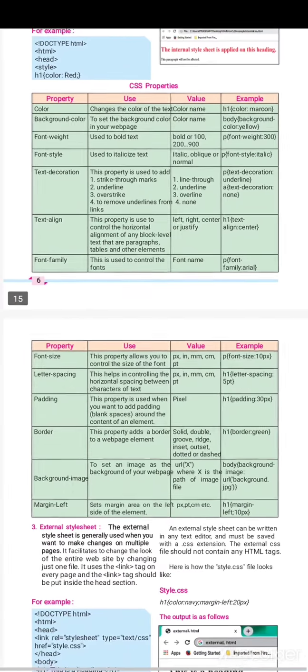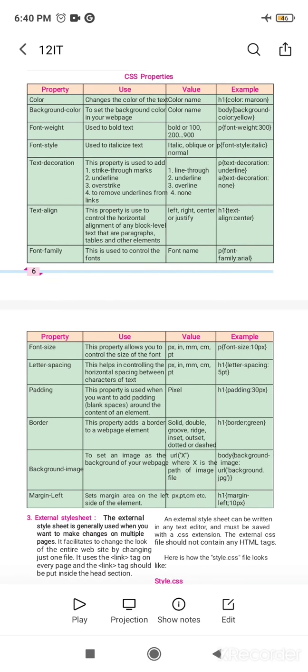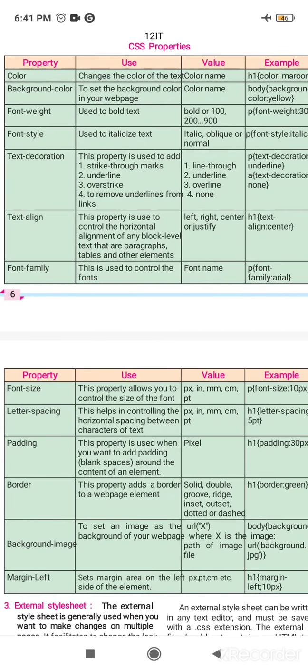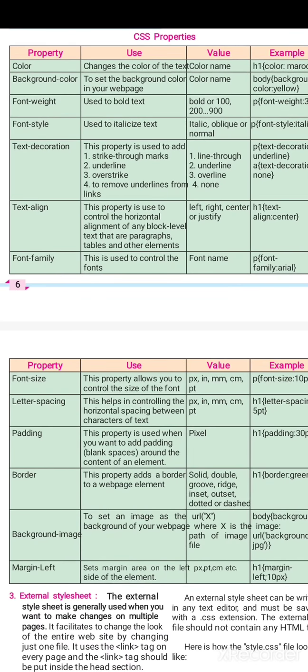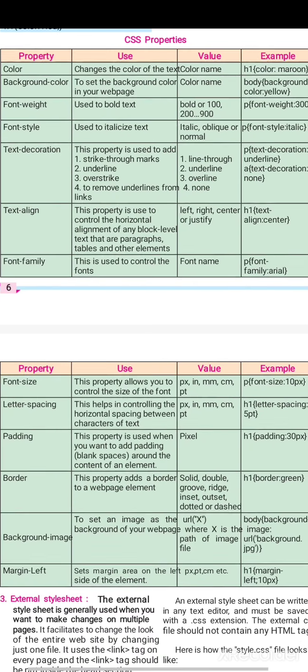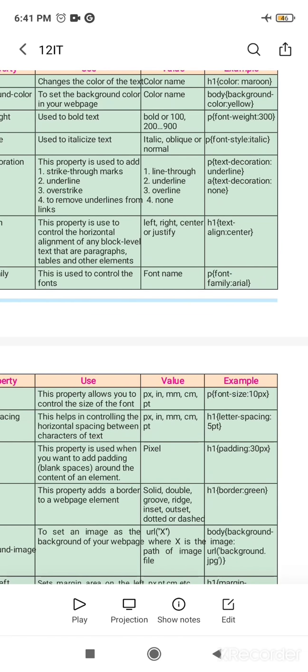If you observe this table carefully, property number one, color, its use is given, its values are given, as well as an example. See here, a color property holds a value as a color name and it is applied for a text. Next property, background-color. As its name implies, it sets a background color. The value will be the color name, no doubt. As an example they have given body background-color equal to yellow.